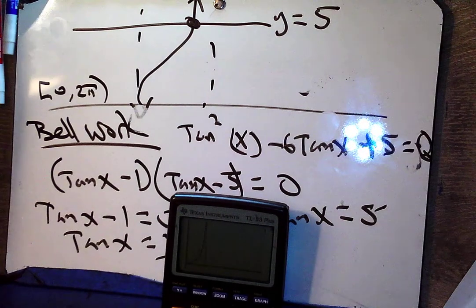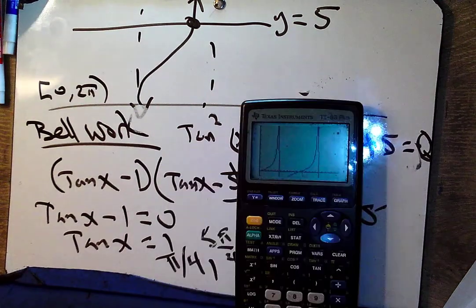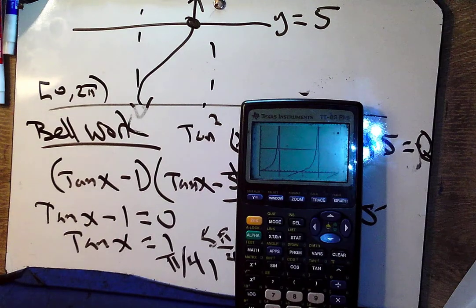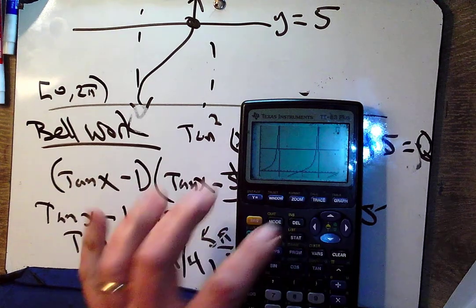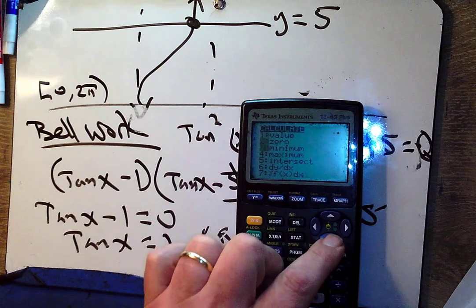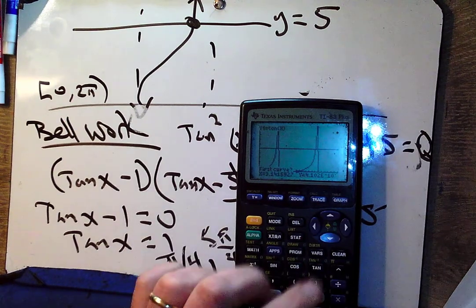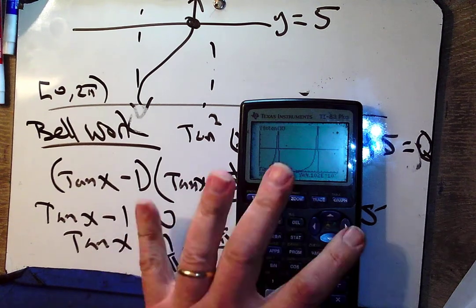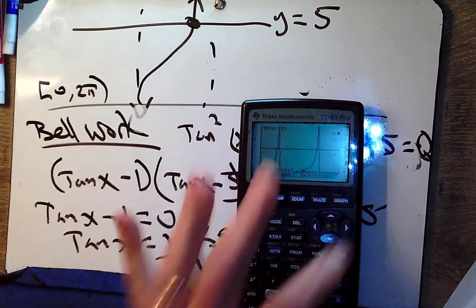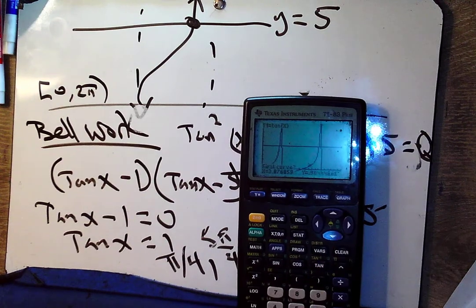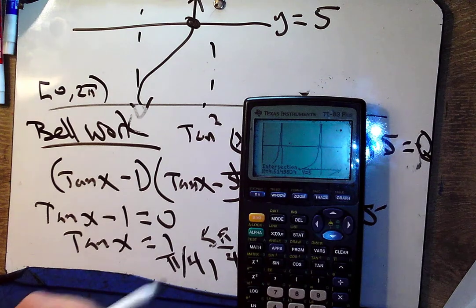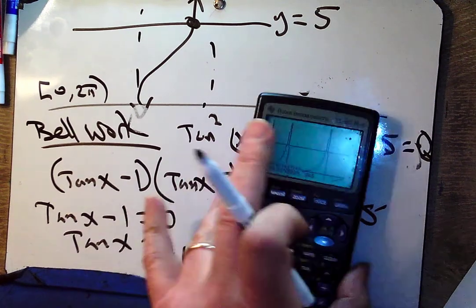Do we see 2 points of intersection? Well, let's take a look. Yeah, got 2. Second, calculate intersect. Okay, so can't quite see my cursor. There it is. Enter, enter, enter. And I get 4.515.